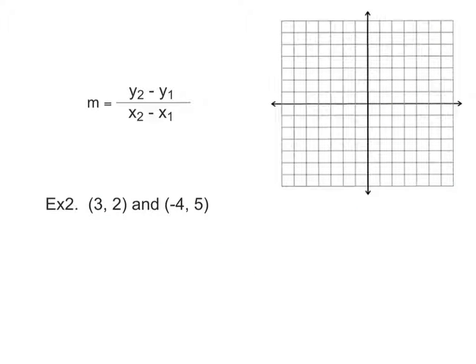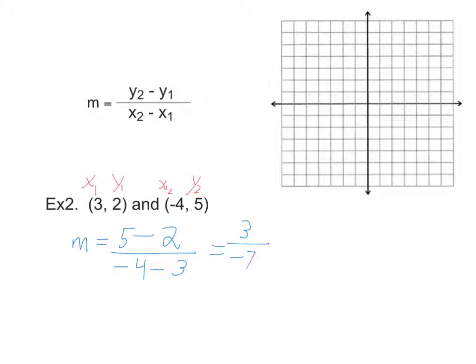In this example, the points are 3, 2, and negative 4, 5. So I'll label this one also x1, y1, and x2, y2. So the slope will be 5 minus 2 all over negative 4 minus 3. 3 over negative 7. I like to keep that negative on the top, so let me change this to negative 3/7.